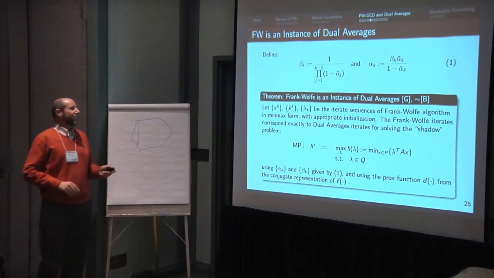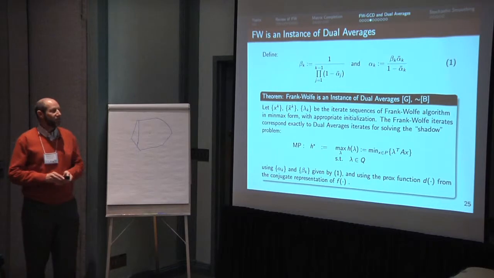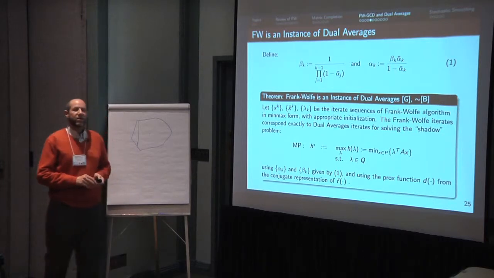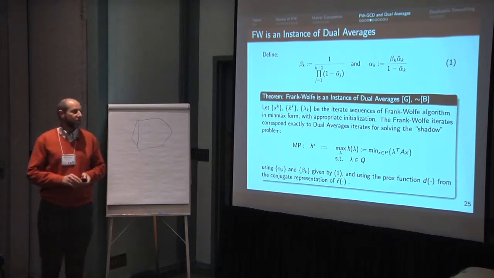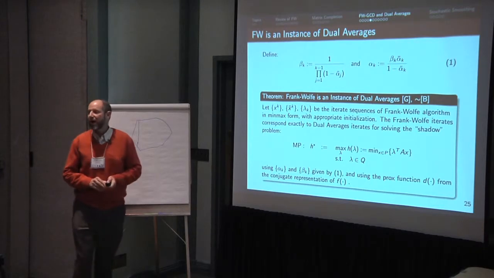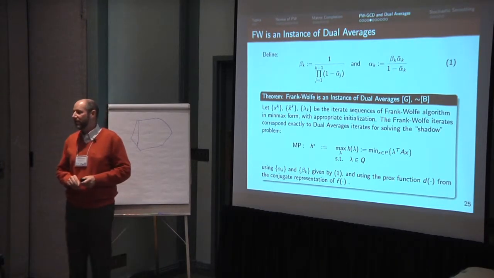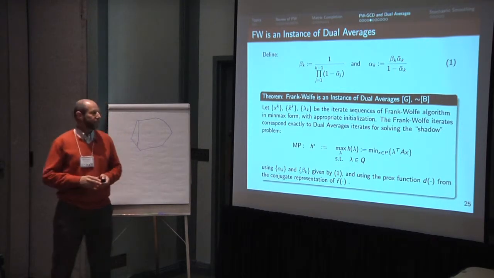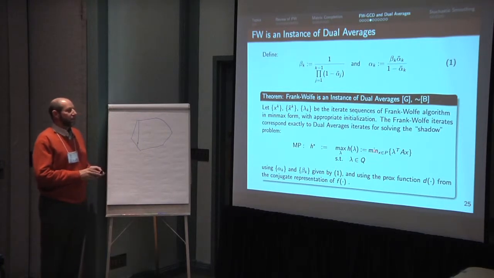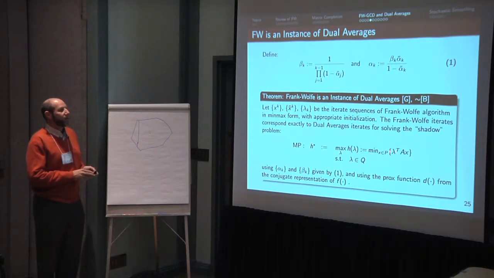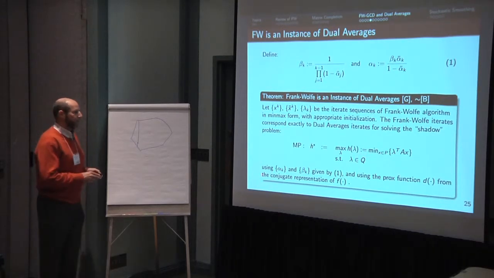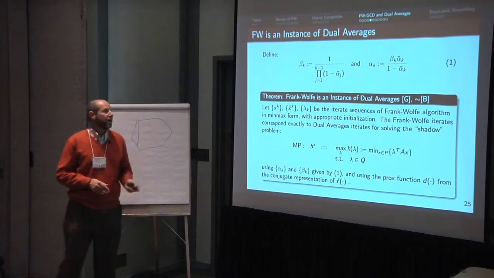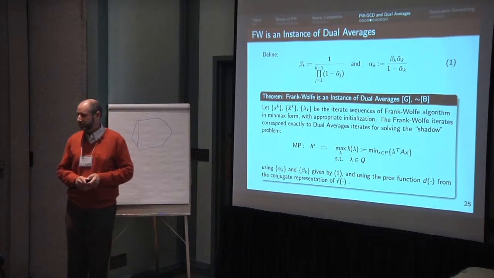Okay, all right. So let x_k, x tilde k, lambda k be the iterate sequence of Frank-Wolfe in min-max form with appropriate initialization. Then the Frank-Wolfe iterates correspond exactly to dual averages iterates for solving the following shadow problem. This is not a dual problem. This is a shadow problem. This is just a different problem that you don't know, but it's there. Okay? And that problem is: maximize the minimum of lambda transpose A x over lambda in Q. Okay? But I need to tell you what the dual averages alpha and beta sequences are, and they're given by these formulas up here. Okay?